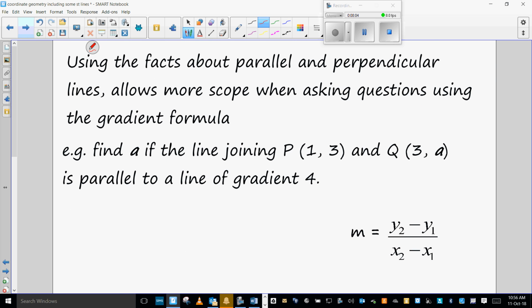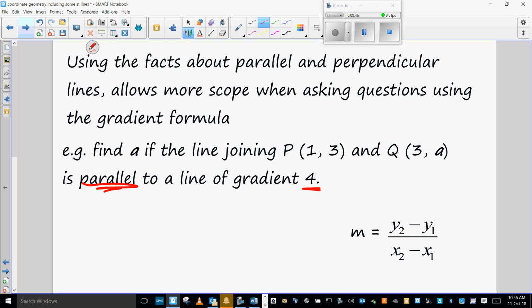So using facts about parallel and perpendicular lines allows us more scope when asking questions using the gradient formula. So if we're to find A, if the line joining P and Q is parallel to a line of gradient 4. Okay? So this is 1, 3, and this is 3, A. So we know that if something is parallel to a line of gradient 4, my gradient of PQ has to equal 4. You understand that? So let's start back again.